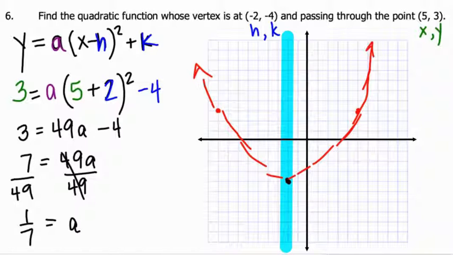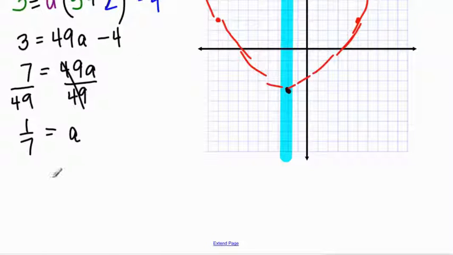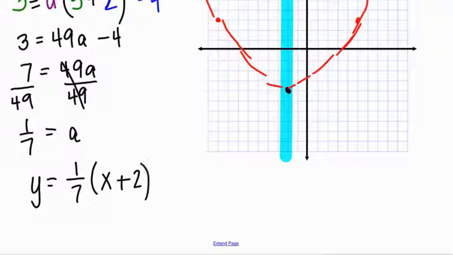Now that I know what a is, I can fill it in. And remember, x and y are going to stay because a function has an input and an output. So I'll have 1/7 times the quantity, instead of x minus -2, I'll have x plus 2, because in this equation, the vertex is never going to change. It will always be at -2, and then minus 4.